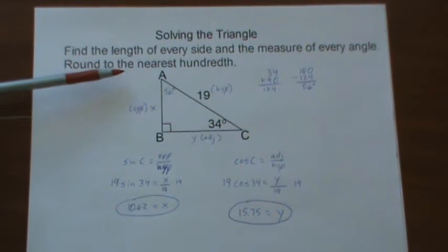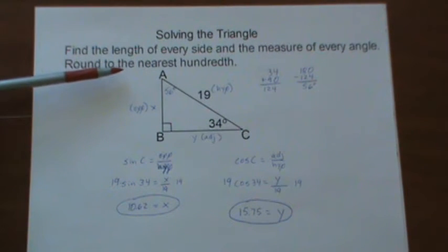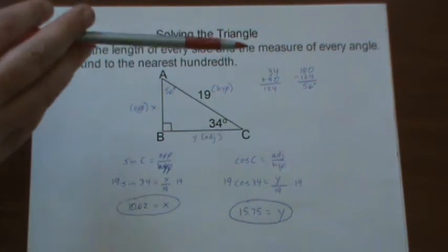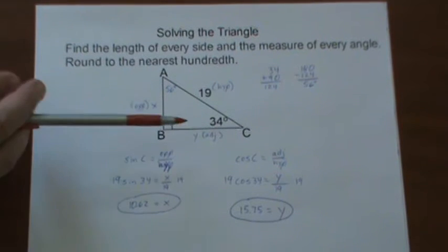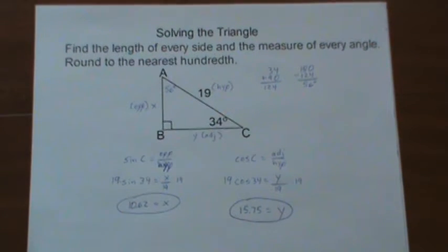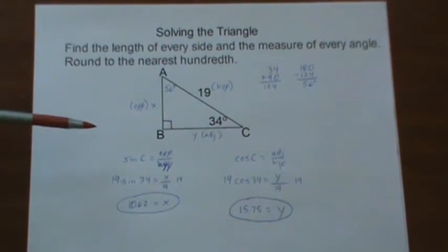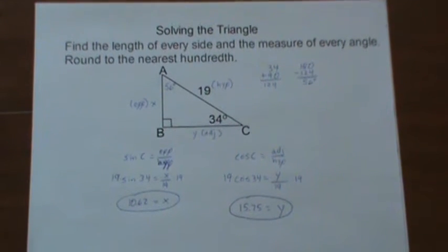It does say to round to the nearest hundredth, so I probably could rewrite that as 56.00, but I think that at this point right here, it'll probably be fine because this is given as a whole number as well. In order to find these other two sides though, I'm going to have to break out some trigonometry.